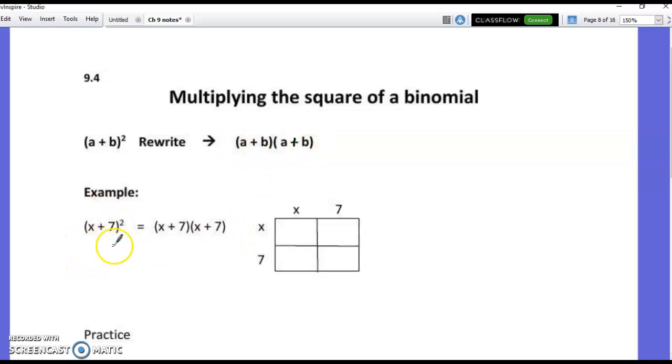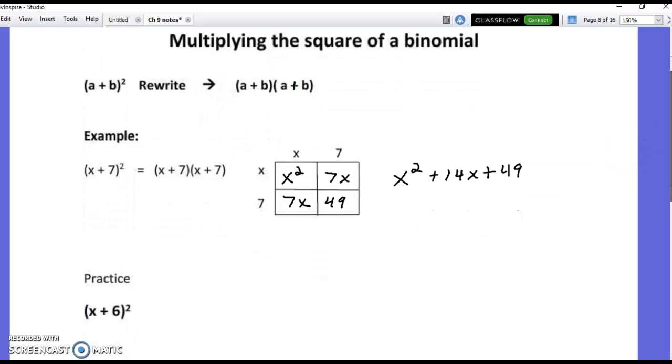So for example, x plus 7 squared, rewrite it like this. So when we set up our box, it's going to be an x and a 7 and x and a 7. So that would be x squared, 7x, 7x here, 49. And then when we rewrite, it's the same thing. We're combining our like terms. x squared plus 14x plus 49. Just take note of that when you do problems relating to multiplying the square of a binomial.